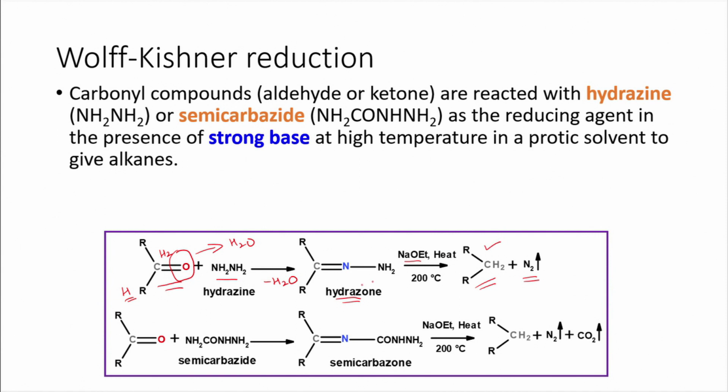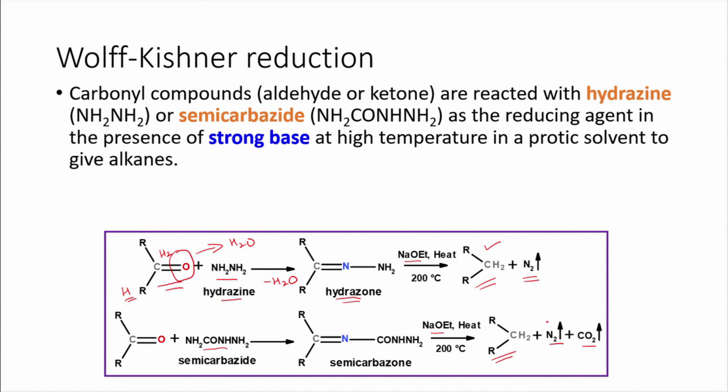So, to remove the carbonyl oxygen, the Wolff-Kishner reduction can be employed. So, this is a simple way of understanding the reaction, and instead of hydrazine we can also use semicarbazide. So, an aldehyde or ketone when treated with semicarbazide gives a semicarbazone. This semicarbazone, again on treatment with a strong base, leads to the formation of an alkane. Here nitrogen and carbon dioxide are released.